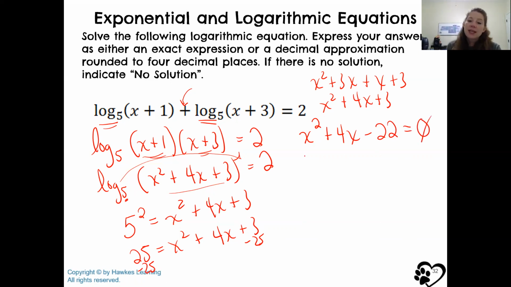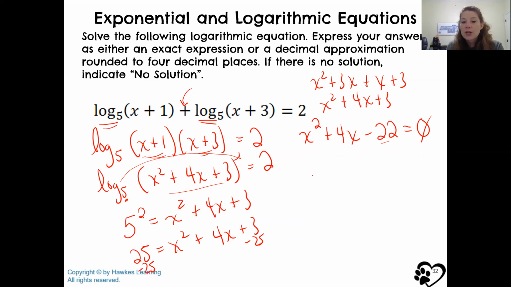So then I think, okay, are there two numbers that multiply to give me negative 22 and add to give me 4? But the only factors of 22 are 1 and 22 and 2 and 11. There's no way to get a 4 from those combinations, which means we have to use the quadratic equation.